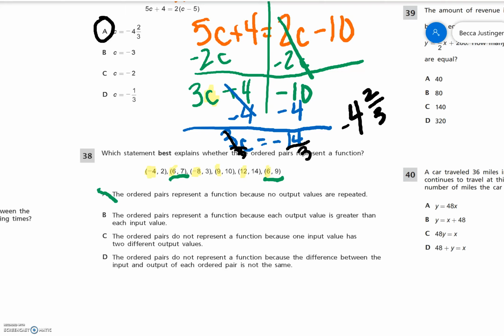So I'm going to cross out A and B because those both say that they represent a function. C, the ordered pairs do not represent a function because one input value has 2 different output values. That's exactly what we said. The ordered pairs do not represent a function because the difference between the input and output of each ordered pair is not the same. That is not the definition of a function.